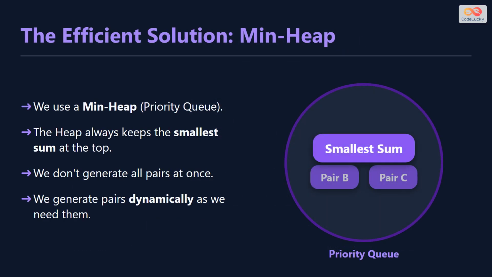The most efficient solution utilizes a min-heap, or priority queue. This data structure allows us to efficiently track and retrieve the smallest sum available without generating all possible pairs upfront. We will generate candidates dynamically as we need them.